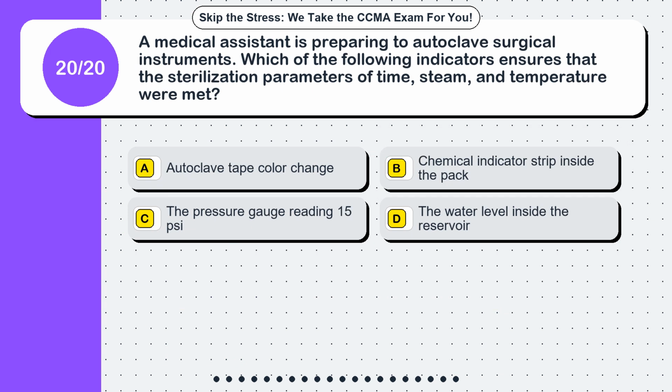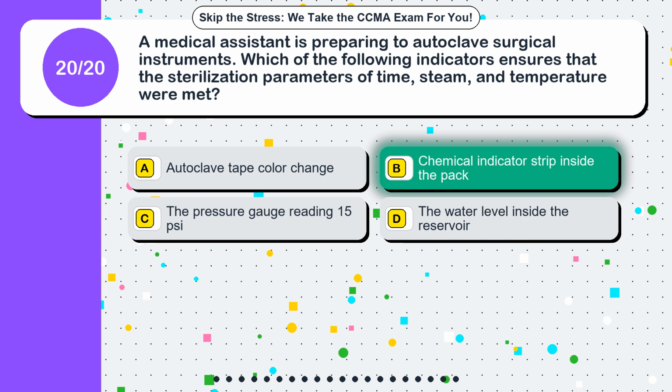Question 20. A medical assistant is preparing to autoclave surgical instruments. Which of the following indicators ensures that the sterilization parameters of time, steam, and temperature were met? Option A. Autoclave tape color change. Option B. Chemical indicator strip inside the pack. Option C. The pressure gauge reading 15 psi. Option D. The water level inside the reservoir. The correct answer is option B.